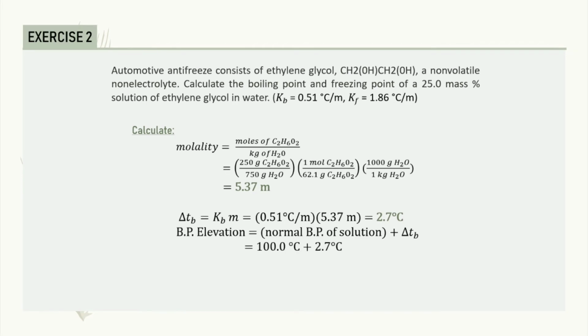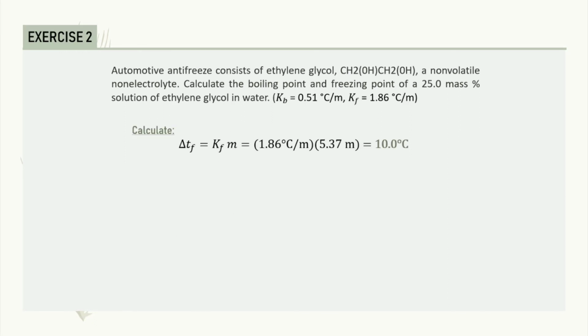But that doesn't end there. The boiling point of the solution is equal to the normal boiling point of the solvent plus the boiling point elevation. The normal boiling point of water is 100 degrees Celsius, plus the boiling point elevation of the ethylene glycol, which is 2.7 degrees Celsius. The total answer is 102.7 degrees Celsius.